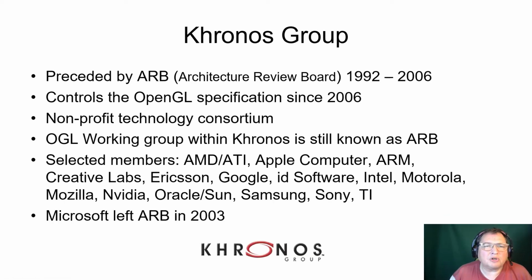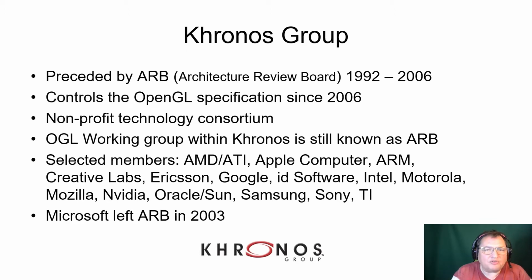A few words about the Khronos Group, because this name appears quite often when you work with OpenGL. So it started as an ARB, or Architecture Review Board, in 1992 and changed its name to the Khronos Group in 2006. Since then, it controls the OpenGL specification. This is a non-profit technology consortium, and it is open in the terms that any company working in the 3D area can join.